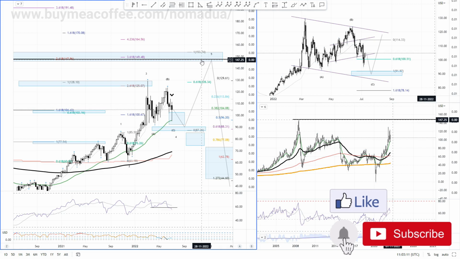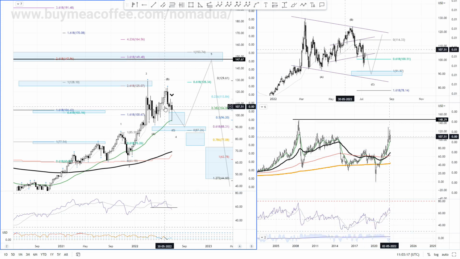Now let's talk about the fundamentals. Fundamentally, oil is oversold because we have rising rates. So inflation will probably calm down. Also, high rates and fears of recession lead to slowing down an economy that also lowers oil demand.